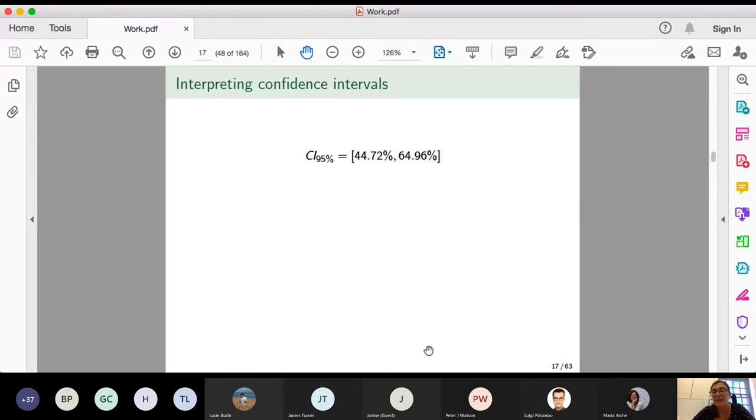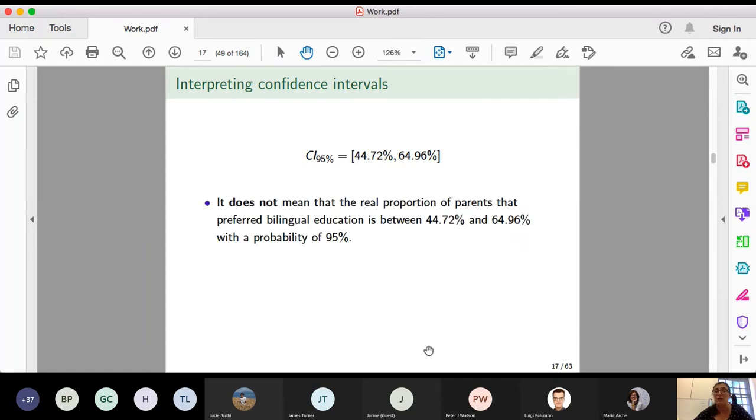And again, there is a lot of confusion about the interpretation of confidence intervals, not only among my students, also among researchers, because to be honest, the interpretation is a little bit tricky. It's not very intuitive. I will tell you what it does not mean. This confidence interval does not mean that the real proportion of parents that prefer bilingual education is between 44.7 and 64.9%, with a probability of 95%. We cannot say that the proportion of parents that prefer bilingual education is between these two numbers with a probability of 95%.